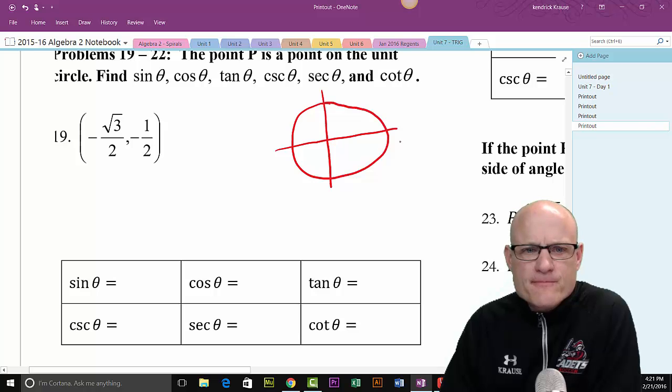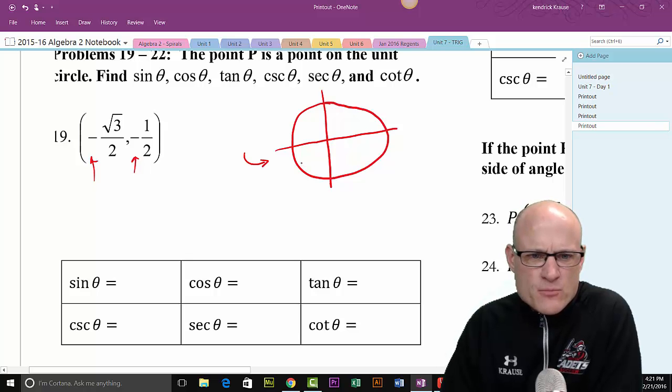My answer key is wrong. And both of these are negative, negative and negative. That means I'm in the third quadrant. Need to draw a triangle in the third quadrant.